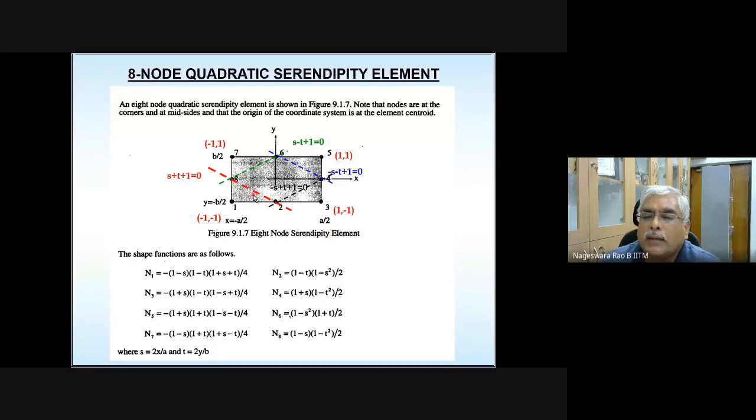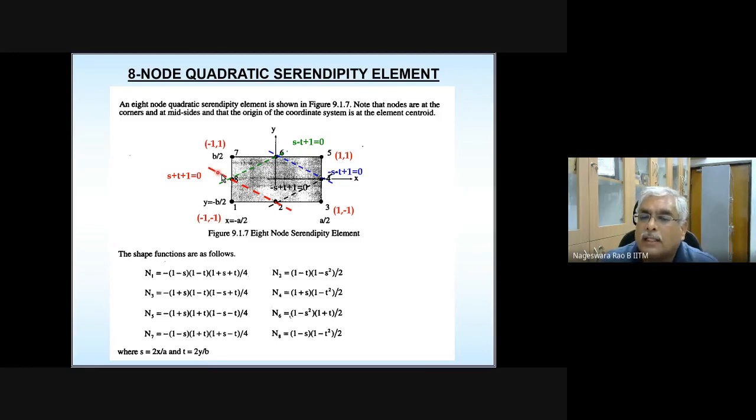So what is the equation of the line connecting nodes 2 and 8? First of all, what are the coordinates of node 2? The coordinates of node 2 are s is equal to 0, t is equal to minus 1. Please take a note of it. And what about the coordinates of node 8? The coordinates of node 8 are minus 1, 0.